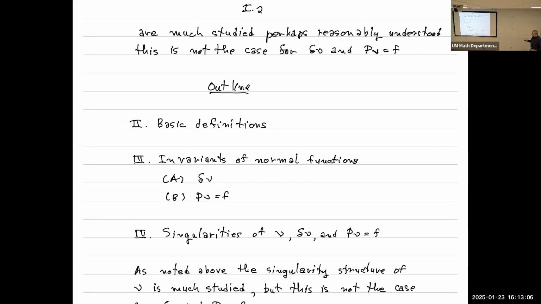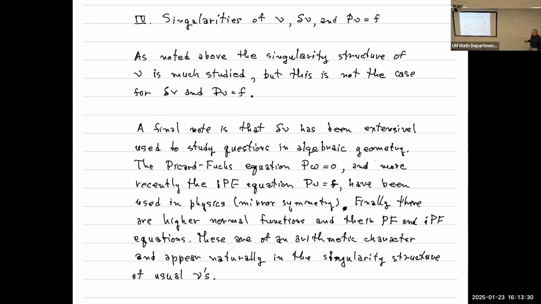So the outline: first recalling some basic definitions, then to recall the definition of the two invariants, the infinitesimal invariant and the inhomogeneous Picard-Fuchs, and then talk a bit about the singularities of first normal functions and then the two invariants. So as I mentioned, the singularity structure of the normal function itself is pretty well understood. It's been worked out in the literature. But for the two invariants, this is not the case.